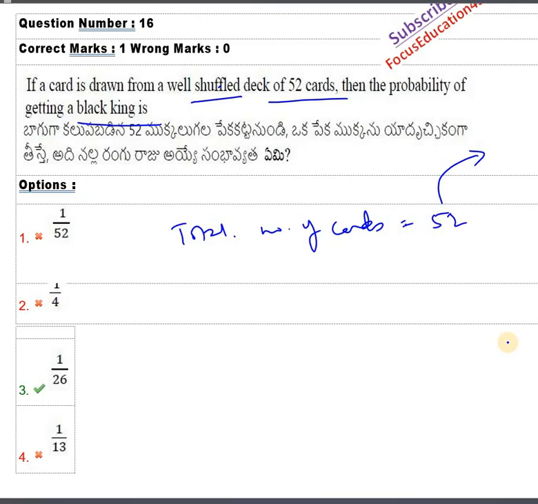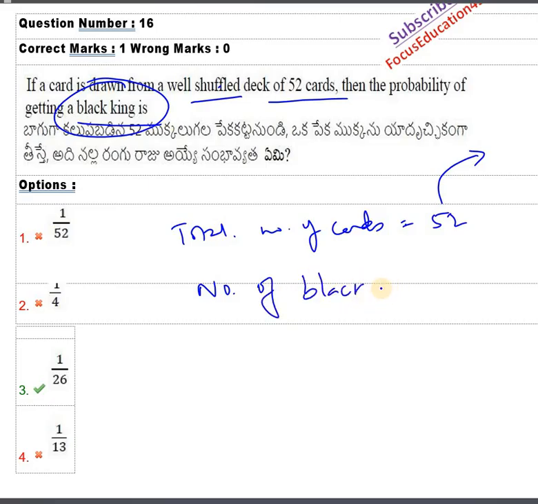Then you should know how many black kings there are. 2 black kings and 2 red kings. Remember, you read and remember. Those who know the game understand this. Otherwise, you have to note it down from the textbook, the 10th class book, or from any other source. 2 kings will be red in color, and 2 kings will be black in color. Right?